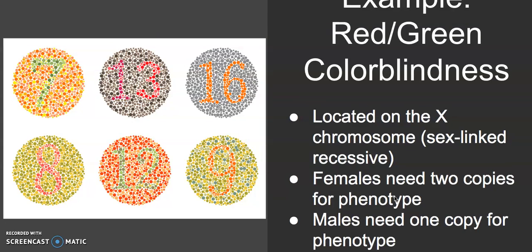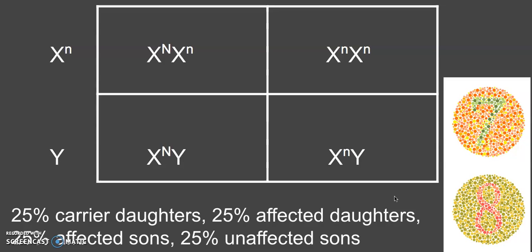So we're going to talk about color blindness. As I said, it's located on the X chromosome and it's recessive. So meaning that you need, if you're a female, 2 copies in order to express the phenotype. But if you're a male, you only need 1 copy for the phenotype because you don't have the other normal allele compensating.